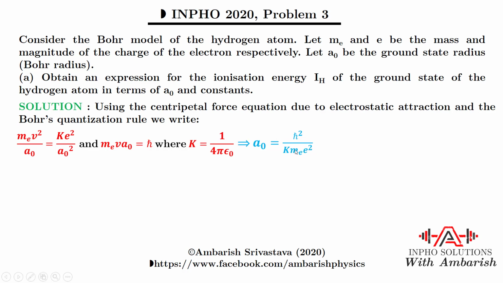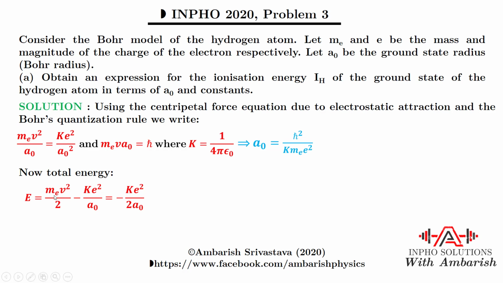Okay, now we were supposed to find the ionization energy. So once we have a0, we can find out the kinetic energy and potential energy. So now what is the total energy? Total energy is half m v squared, that's the kinetic energy, minus k e squared by a0. So that's the potential energy, k q1 q2 by r, you know that. And nuclear charge is positive, electronic charge is negative, therefore a minus sign.